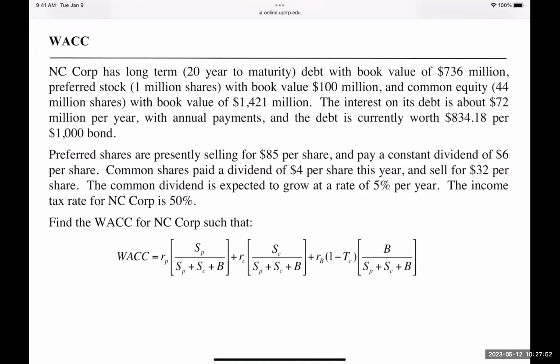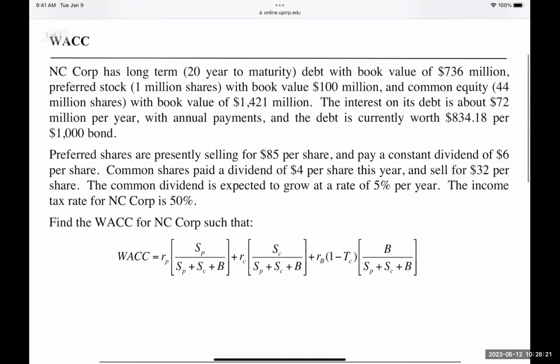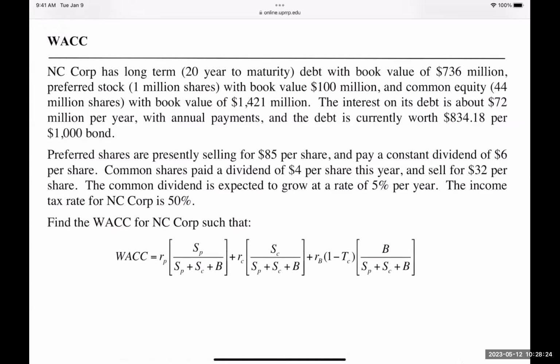Okay, so let's first work with debt. What is the information here for debt? I'm going to underline it. Okay, so the book value of debt is 736 million. And about debt, it says the interest on debt is about 72 million per year with annual payments. And debt is worth $834.18 per $1,000 bond. And that's it. So from that information, you should be able to find RB and B.